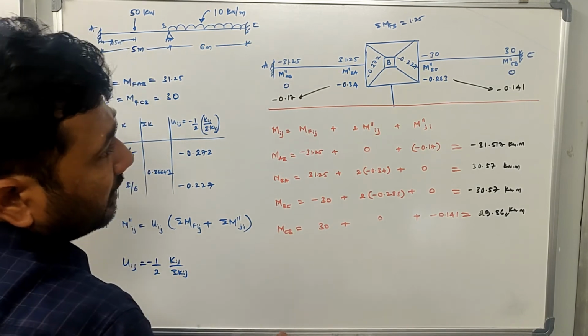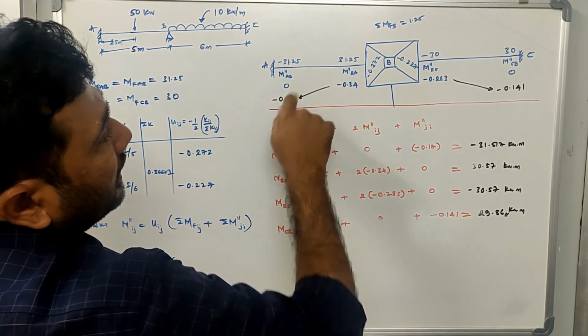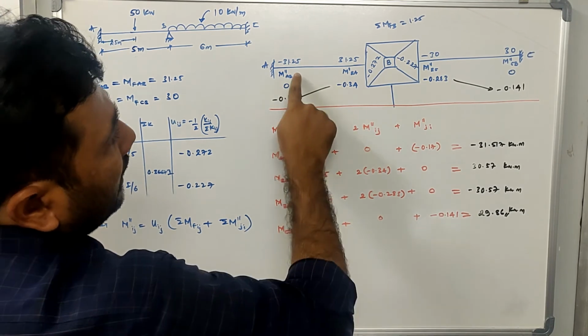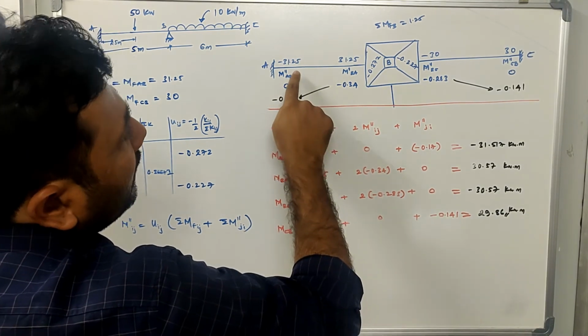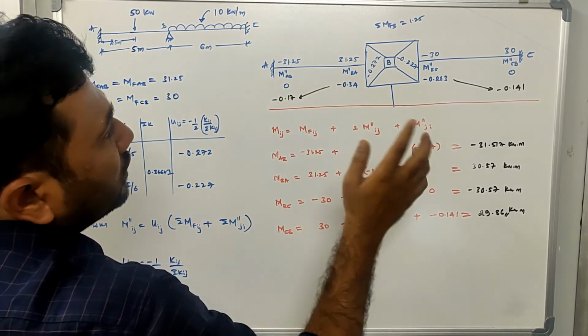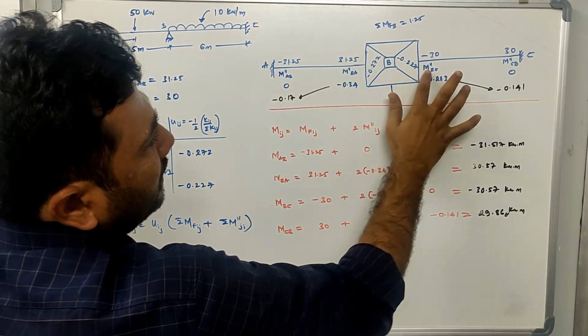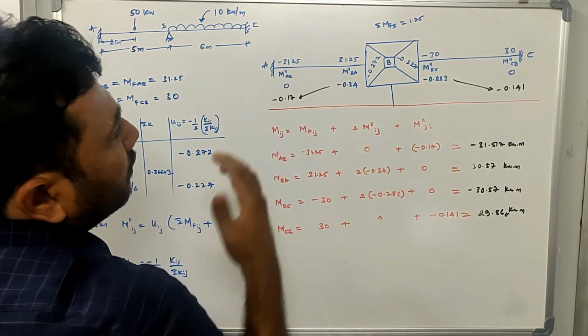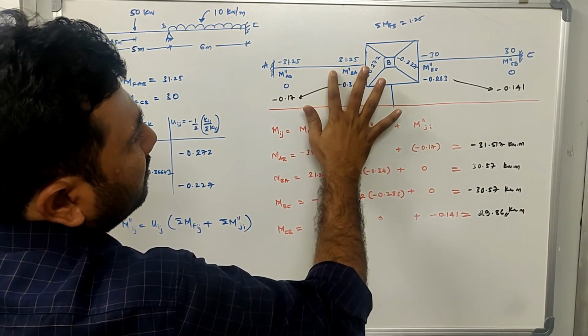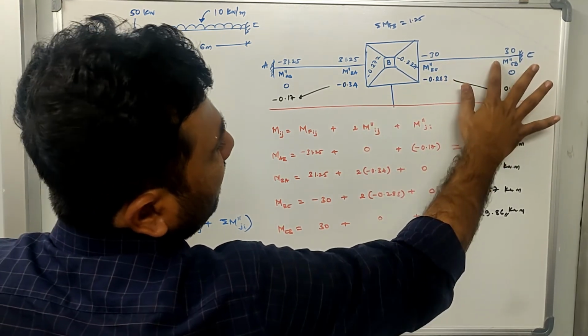What is M double dash AB? M double dash AB is representing the rotation moments. Rotation moments are represented below the line. In this problem itself I am writing here; in future I would not be writing these values here. Just for your understanding, this is M double dash AB, this is M double dash BA, M double dash BC, M double dash CB.